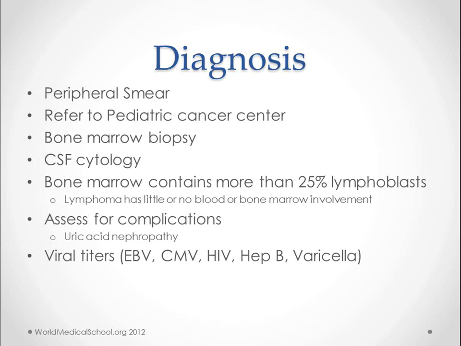So they're also going to be screened for other complications. If you have a lot of these cells dying, then you get uric acid nephropathy and other complications of uric acid in the blood. And of course, they'll be tested for their viral titers like EBV, CMV, HIV, etc., because they're in an immunocompromised state or will be soon under treatment.